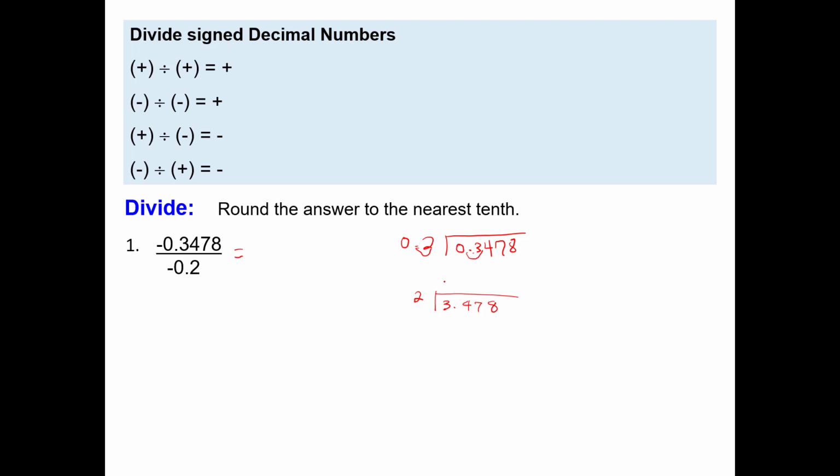1. 1 times 2 is 2, minus 2, 1. Now we need to place the decimal point in the quotient, because we have the decimal point in the dividend. Now bring the 4 down. Then how many twos in 14? 7. 7 times 2 is 14. We have 0. Bring the 7 down.